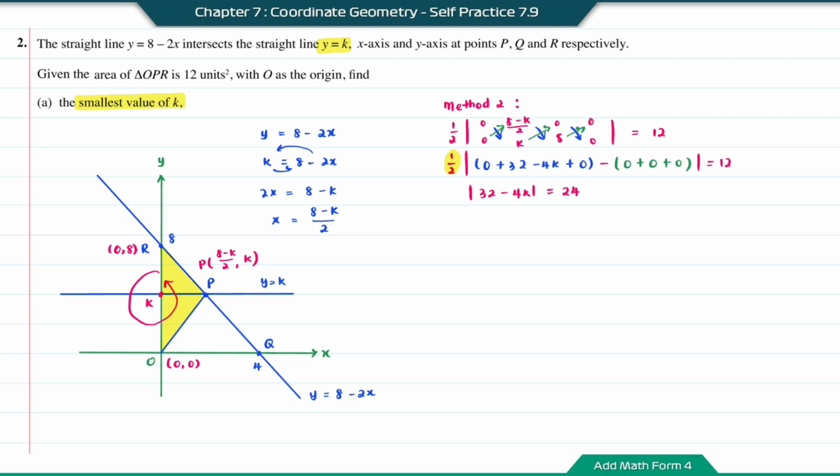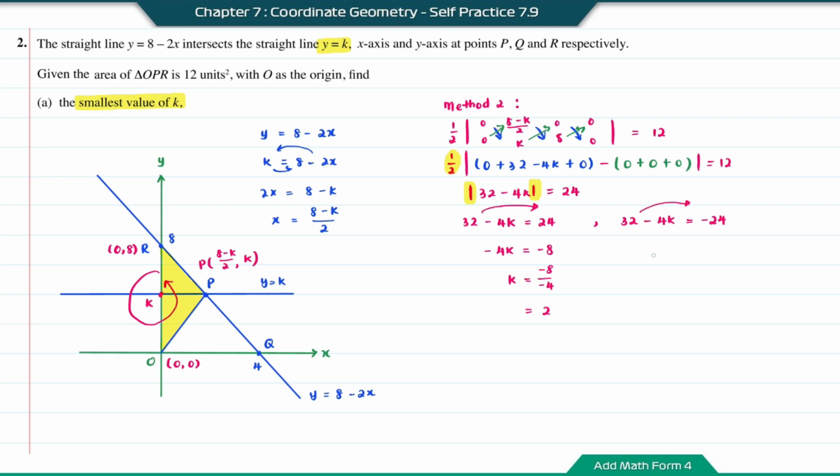So next we're going to remove the modulus signs. So there are two possible answers. One is going to be positive 24, another one will be negative 24. So here 32 minus 4k equal to 24, or 32 minus 4k equal to negative 24. So for the first one, we're going to get negative 4k equal to 24 minus 32, which is negative 8. Then k is equal to negative 8 divided by negative 4, which is equal to positive 2.